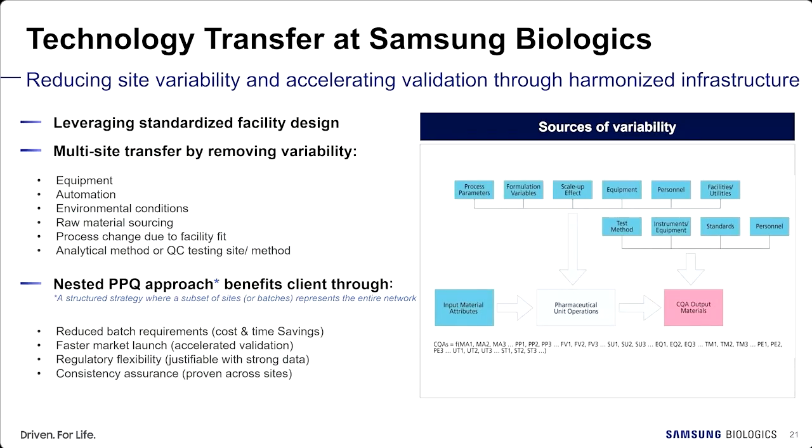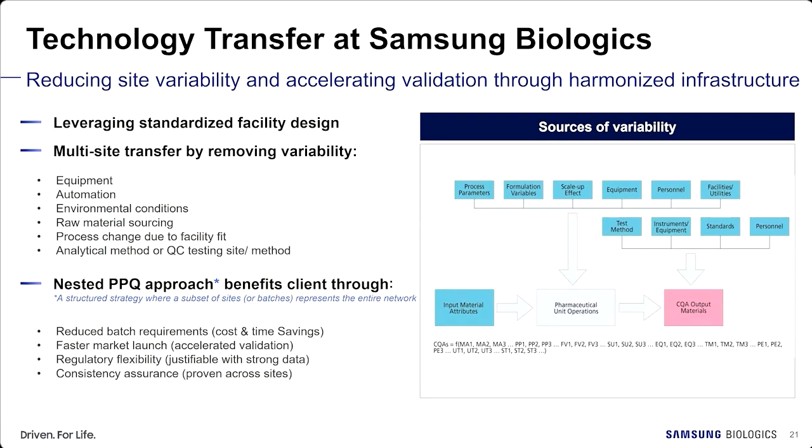Furthermore, Samsung Biologics manufacturing sites also have a standardized facility design. This is essential for multi-site transfer by removing variability in equipment, automation, environmental conditions, raw material sourcing, and process change due to facility fit, analytical method, or QC testing.